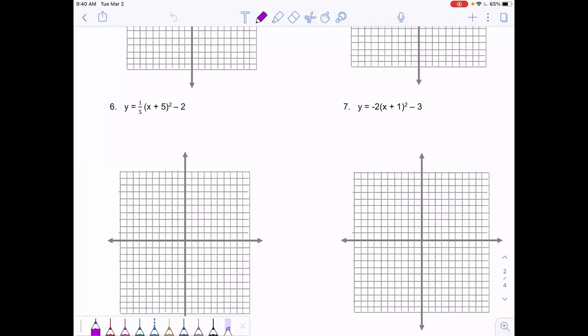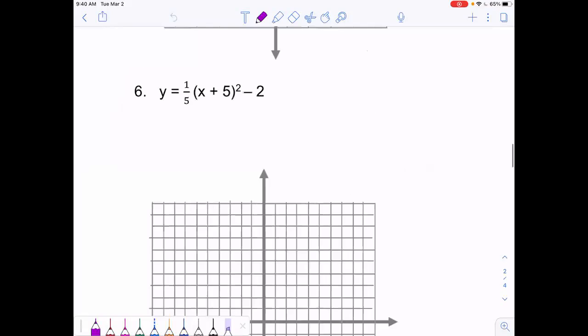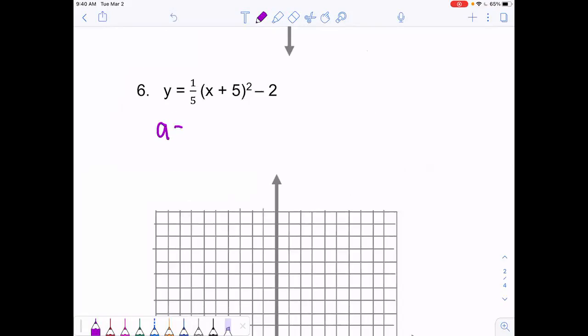So we're just going to pick out our A, our H, and our K. Bill, can you help me out? What is the A? What is the H? That's what I'm talking about. So you get 0.2 or 1/5, -5, and then a -2. Okay, so we need to find our 3 points from here.